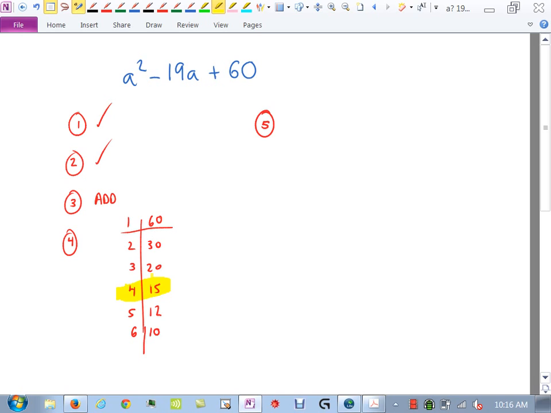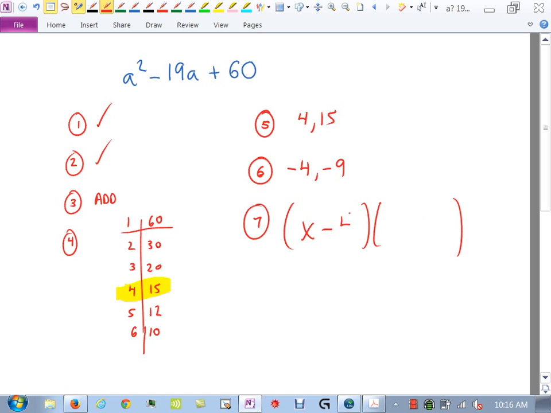So step 5 is just to identify what the numbers are that you're going to use. Step 6 is to get their signs correct. I need them both to be negative so I can get a negative 19. So negative 4, negative 15. Step 7 is to do your parentheses: x minus 4, x minus 15. Sorry, everyone's freaking out. I know. This was 4 and 15, negative 4, negative 15.